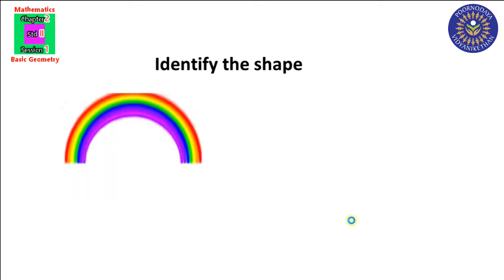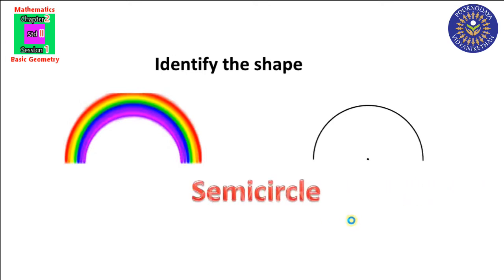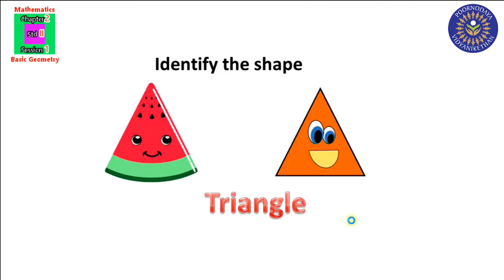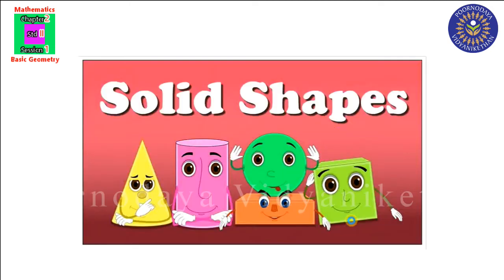Clear? What's the shape of this rainbow? Tell me. Yes, it's a semicircle. A rainbow has a semicircular shape. Clear? Then next, what is the shape of this watermelon piece? Yes, it is a triangle. Clear?